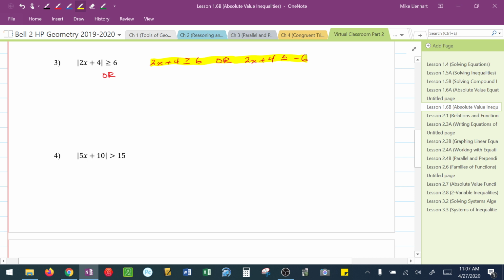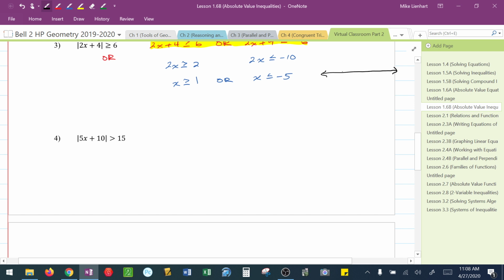Yes, it has to be written like this, as 2 separate inequalities. It can never be written the way that we were writing the ands. It has to be written like this when it's an or. I'm going to solve each now. Subtract 4. 2x is greater than or equal to 2. Divide by 2. X is greater than or equal to 1. Or, subtract 4. 2x is less than or equal to negative 10. Divide by 2. X is less than or equal to negative 5. I'm going to graph this now.